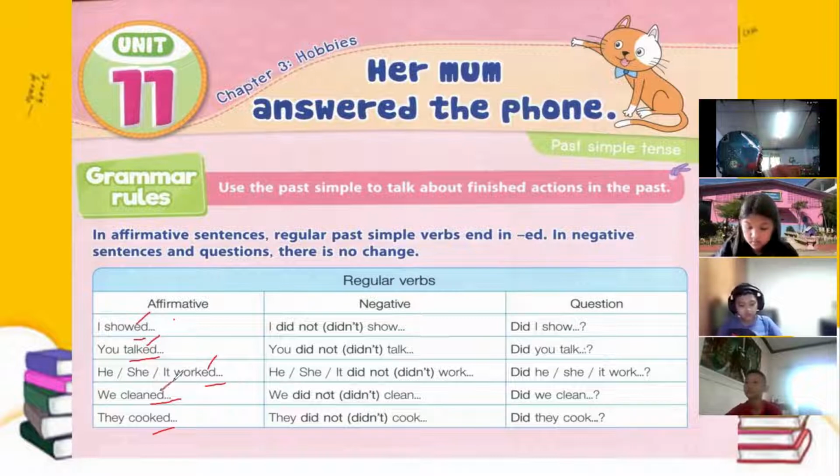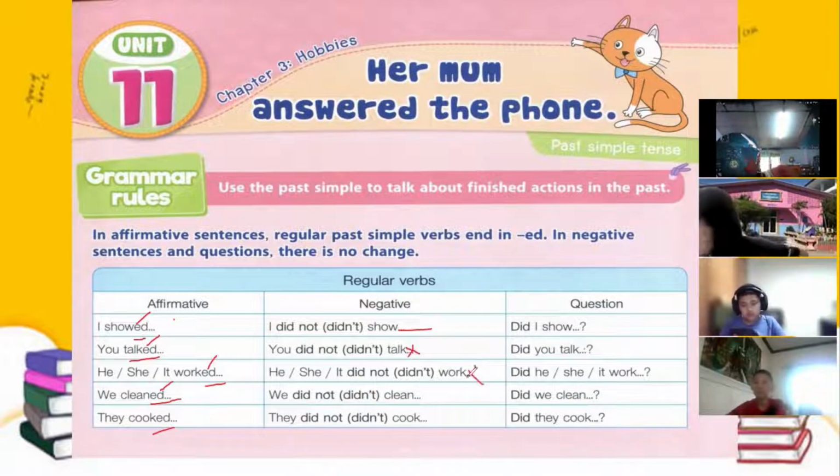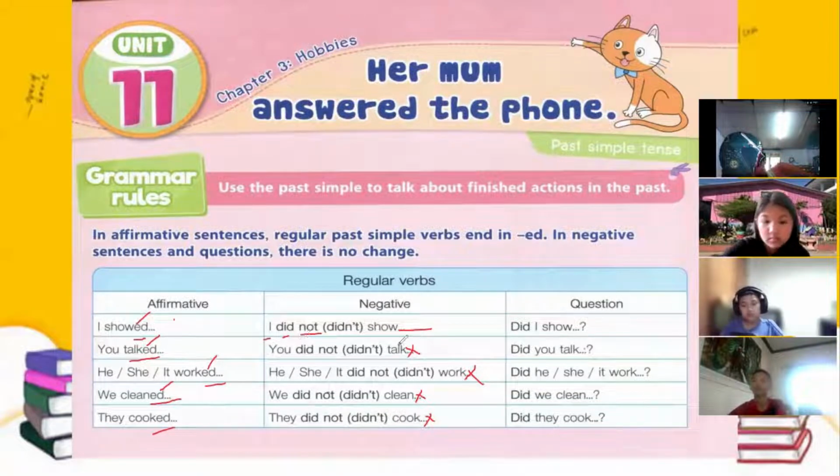We add ed. Then if we change it to the negative sentence, we just remove the ed. It will be unchanged. Okay, as you can see here, there is no ed. It is unchanged. And one more thing, we add not. Helping verb, subject, helping verb, add not, and then the action, the verb, right? So I did not show. Or you can say, I didn't show.